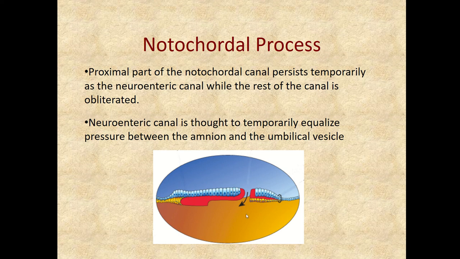Of course, everything has a special anatomic name, and this little communication or hole between the amniotic cavity and the umbilical vesicle, you'll see it in the textbook, it's called the neurenteric canal. So don't get confused, for that's the fancy name for this open communication between the two.